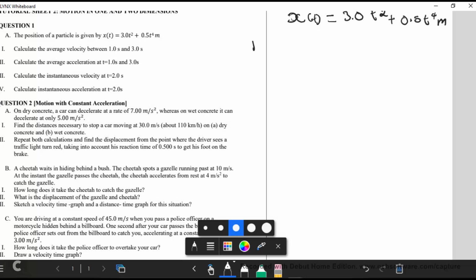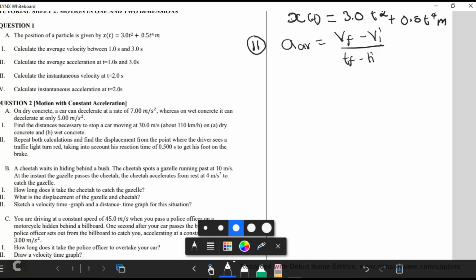So on question 2, what are they asking? They're saying calculate the average acceleration at t equal to 1 and 3.0. So how are you supposed to do that one? So for us to find the average acceleration, remember the average acceleration, what's the formula? The change in what? Velocity over the change in time, like that, right?